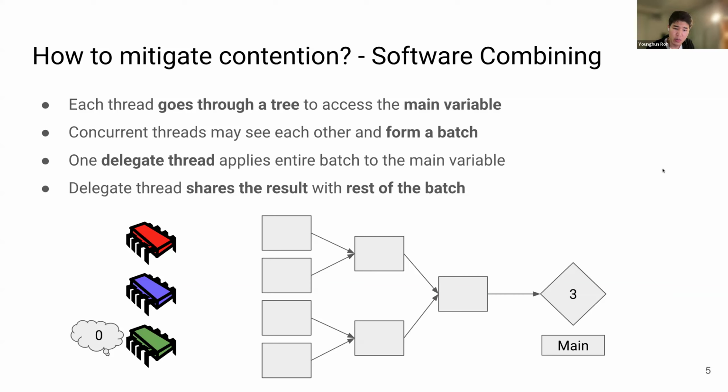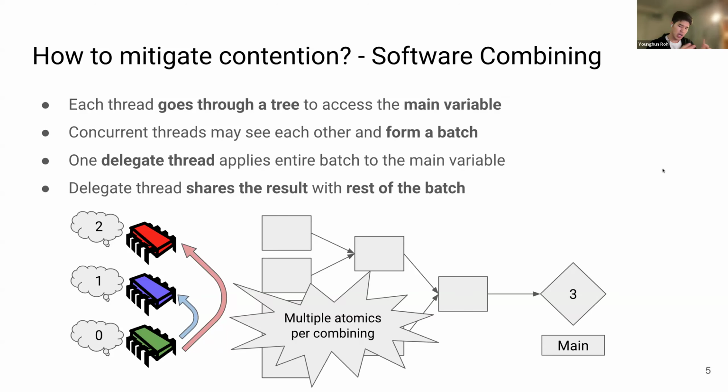So the delegate thread, or green thread, has to propagate the corresponding correct return value, the state of the main variable, to those waiting threads so that they can return their corresponding correct return value. But this is how the previous algorithm works basically.